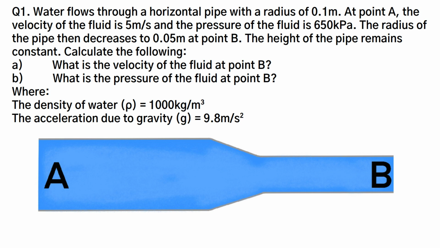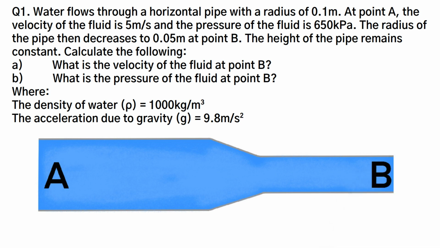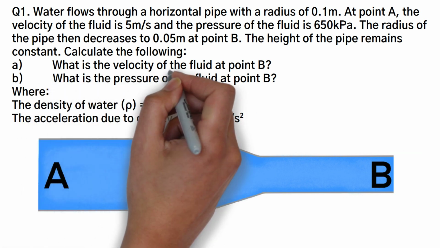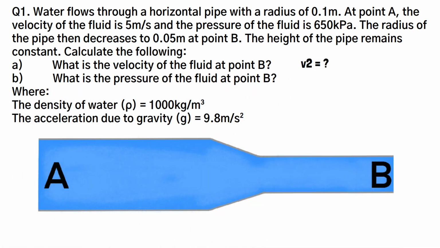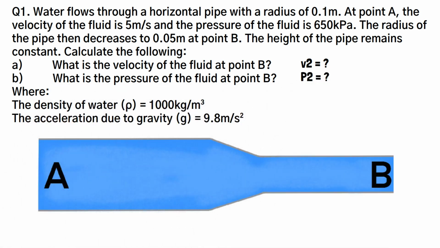The problem states water flows through a horizontal pipe with a radius of 0.1 meters. At point A, the velocity of the fluid is 5 meters per second and the pressure of the fluid is 650 kilopascals. The radius of the pipe then decreases to 0.05 meters at point B. The height of the pipe remains constant. The question requires us to calculate the following. A. What is the velocity of the fluid at point B? And B. What is the pressure of the fluid at point B?